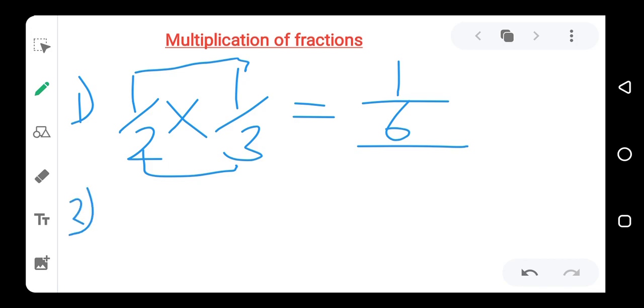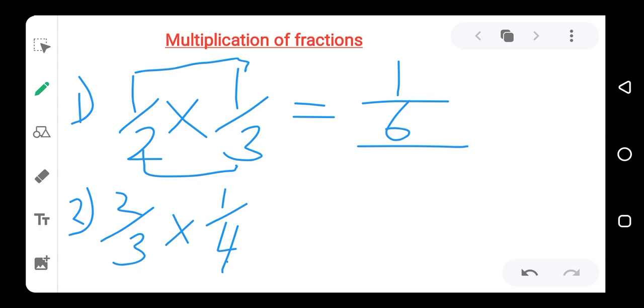If we have 2/3 multiplied by 1/4. Now in this case, before you start multiplying, you must make sure that if there is anything below and there is something that can divide it and divide another one on top, you have to divide out.